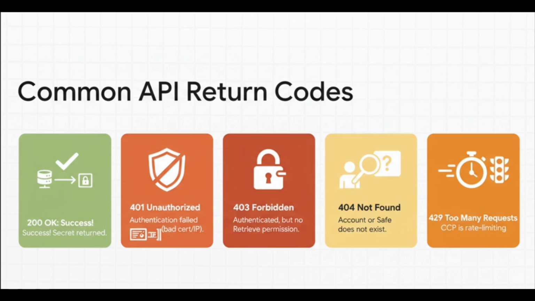But here's a common point of confusion: the difference between a 401 and a 403. A 401 unauthorized means you couldn't even get in the front door. Your cert was bad or your IP wasn't allowed. But a 403 forbidden is different. That means you got in, you're authenticated, but you didn't have the right permission to get the specific secret you asked for. And that brings us to our next topic.